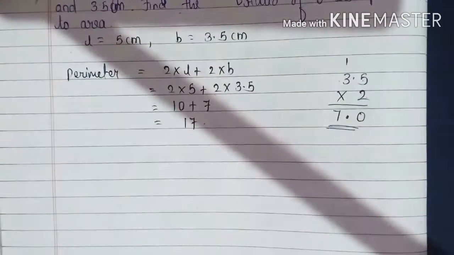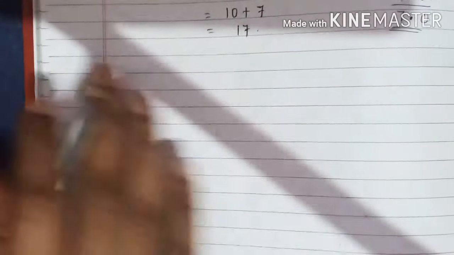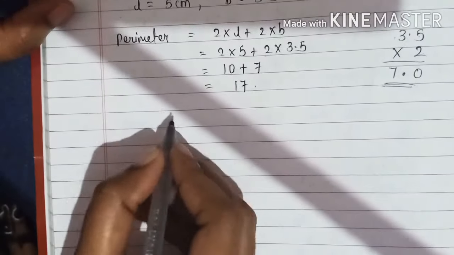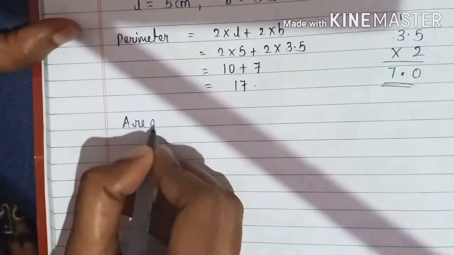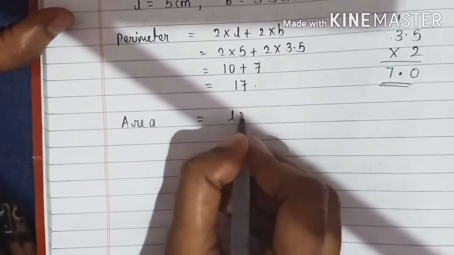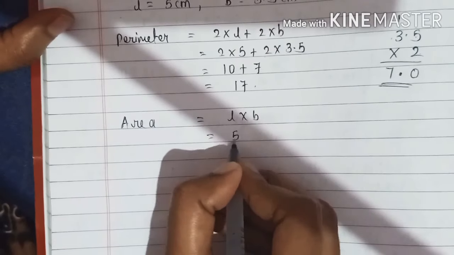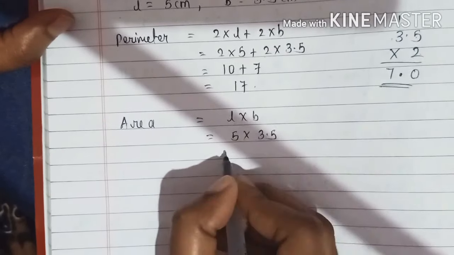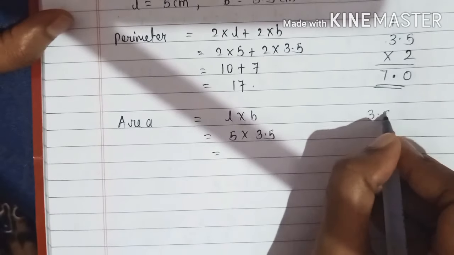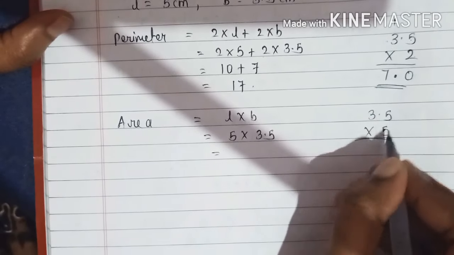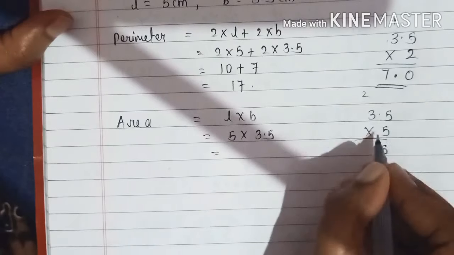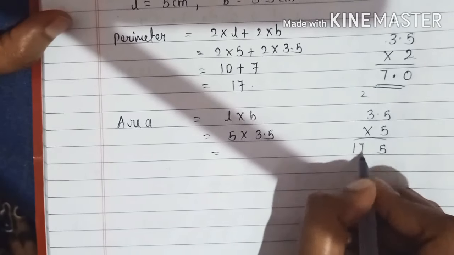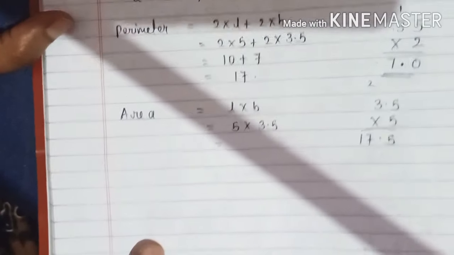Now we have got the perimeter. Now we will find out the area of the rectangle. The formula for the area of a rectangle is length into breadth. The length is 5 and the breadth is 3.5. So multiply this 3.5 by 5. 5 5s are 25. 2 will be carry over. 5 3s are 15, plus 2 is 17. So the answer will be 17.5.